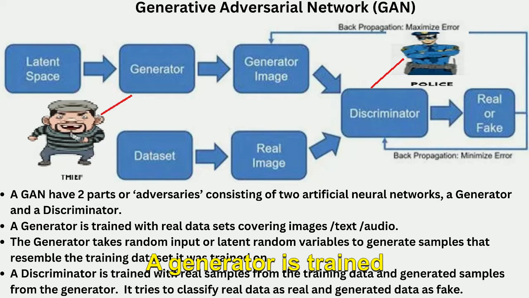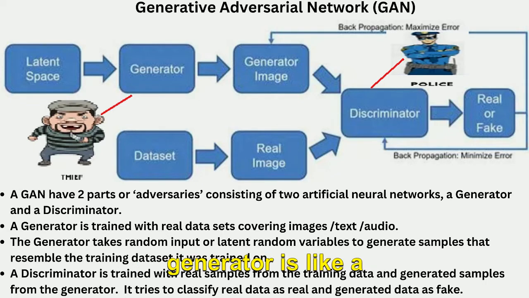A generator is trained with real data sets covering images, text, audio, and others, and a discriminator is trained with real samples from the training data and generated samples from the generator. It generates samples that resemble the training data set it was trained on. The discriminator tries to classify real data as real and generated data as fake.